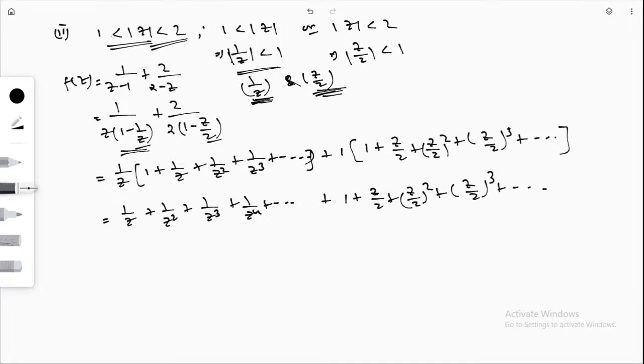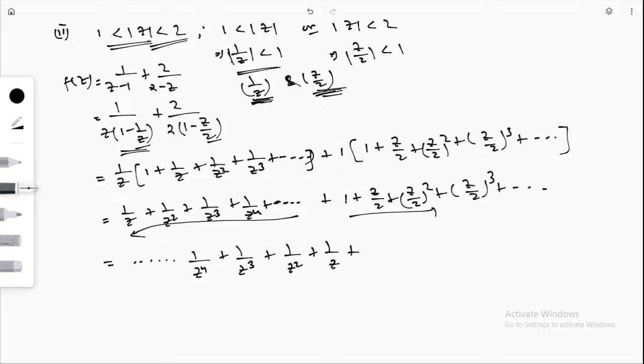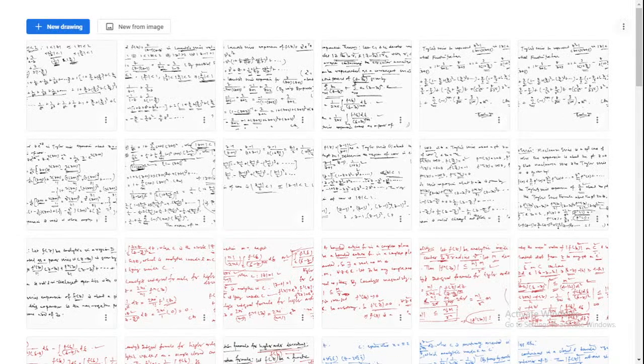So if I write it in ascending powers of z, then first I will write dot dot dot, then 1 by z4, 1 by z cube, then 1 by z square, then 1 by z. Now all these terms are completed, then write these terms: 1, then z by 2, z by 2 whole square, z by 2 whole cube, like this. So this is the answer. Okay, so whatever the region the question is asking you, you have to go accordingly.